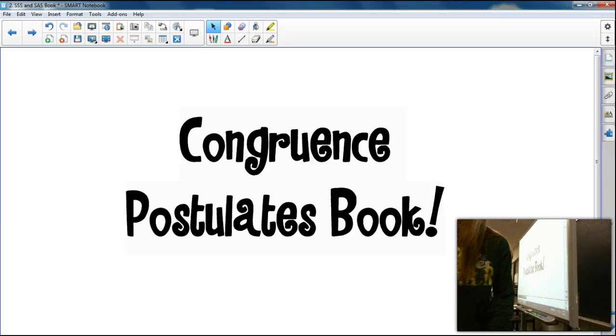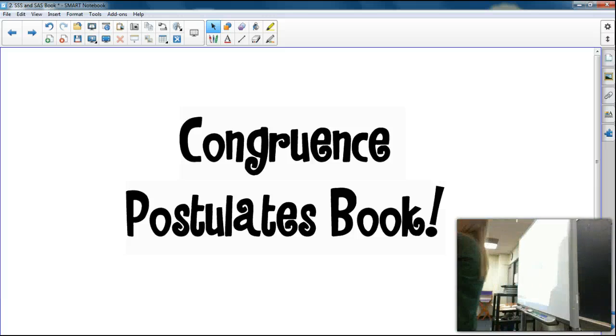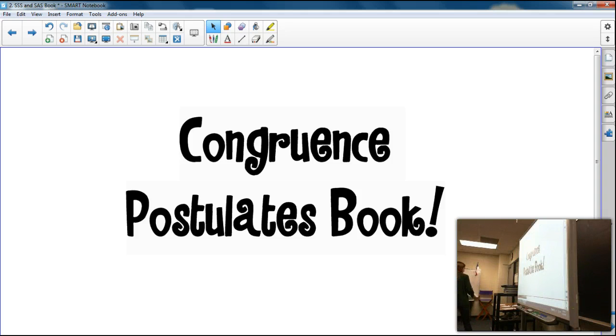So we're making a book that looks like this. You need to take your 2 sheets of paper and just fold them in half, hamburger style, and nest one inside the other.